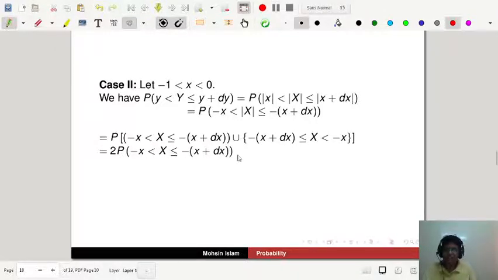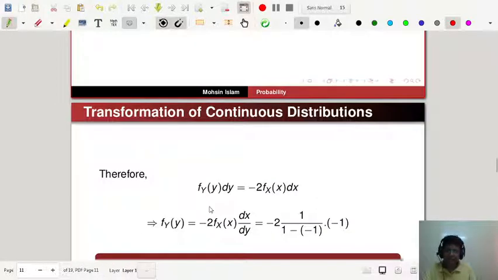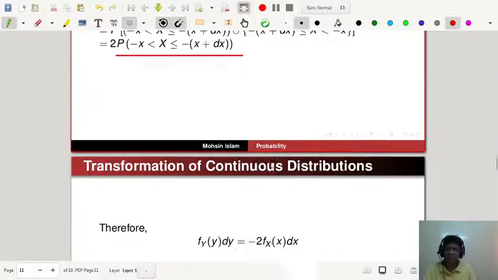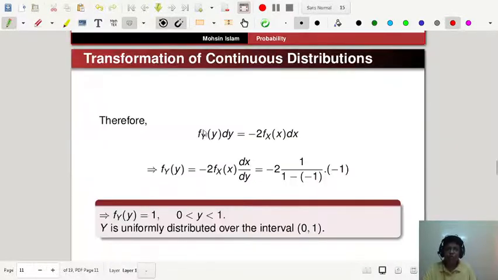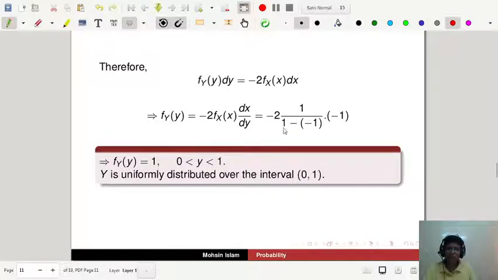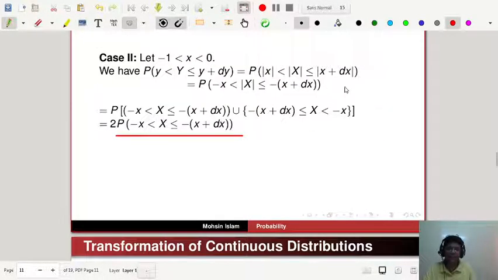Again using the same process, you will have this. Then you can write, using the probability differential, fY(y) dy equal to minus 2 fX(x) dx. So again you have a minus plus. So you have a 1 because your dx/dy is minus 1 if x less than 0. And here x is negative. So x is negative, that is why mod x is minus x.